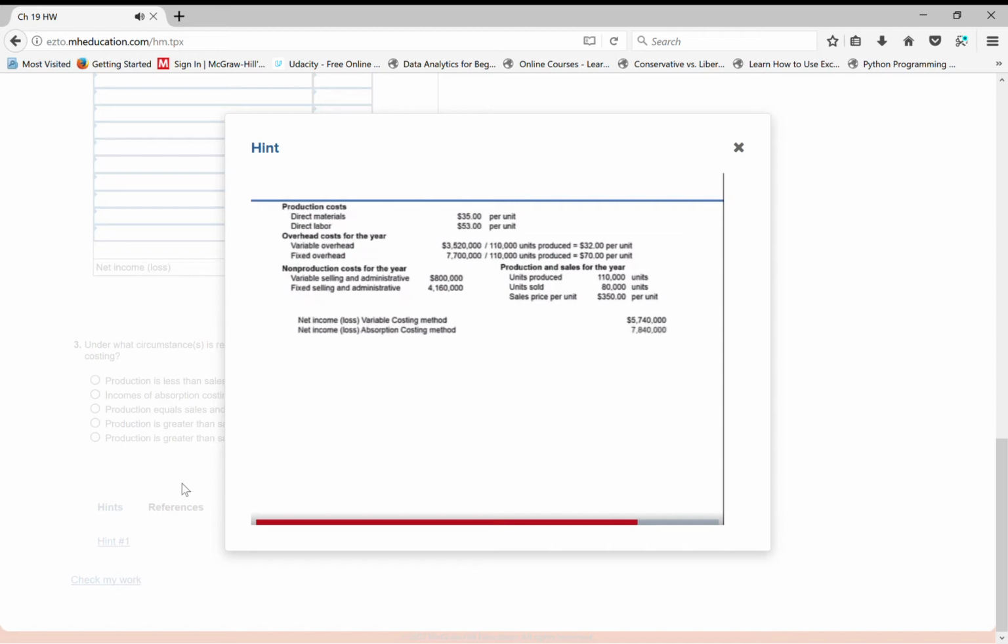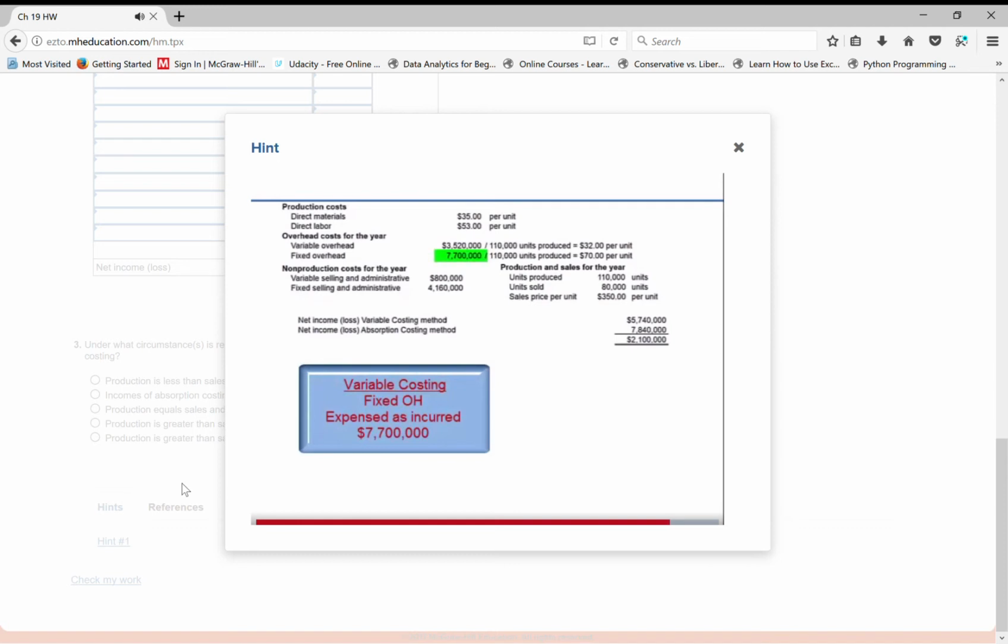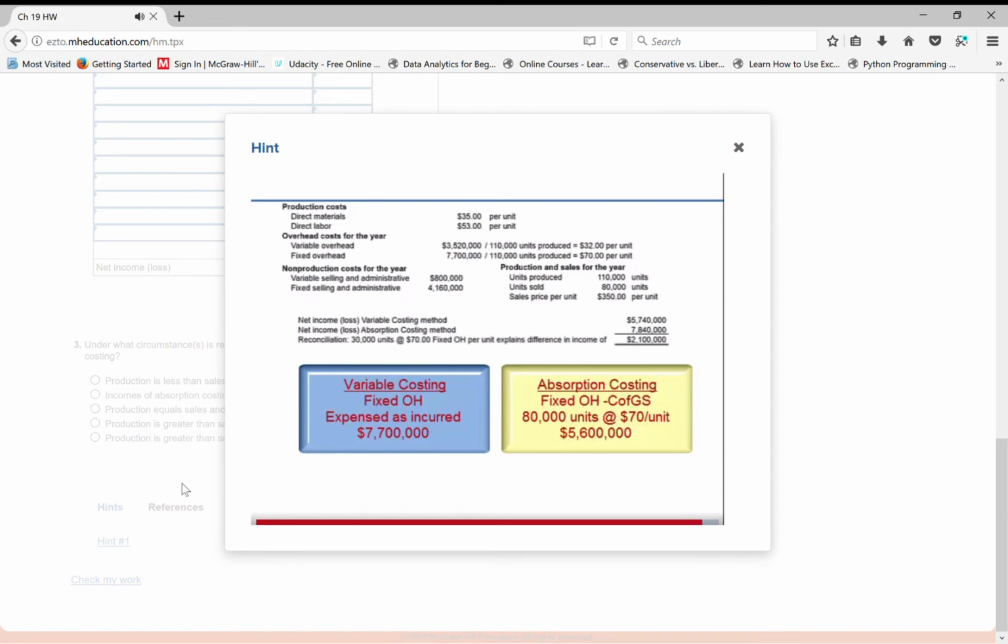Net income under variable costing of $5,740,000 is less than income reported under the absorption costing method, $7,840,000, by $2,100,000. This difference is attributable to the treatment of fixed overhead. Under the variable costing method, all $7,700,000 was expensed in the period incurred. Under absorption costing, only $5,600,000 was expensed as part of cost of goods sold, 80,000 units sold at $70 per unit. The difference can be reconciled by taking the number of units added to inventory, 30,000 units, multiplied by the fixed overhead per unit.